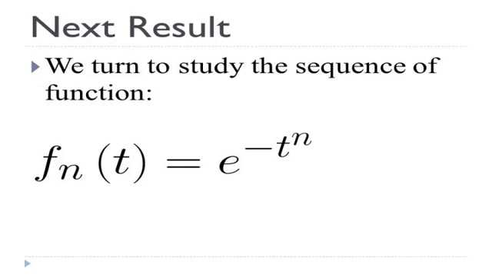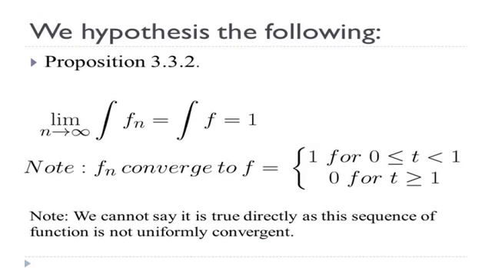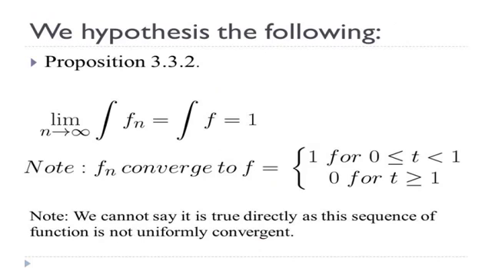And we go further. We consider the sequence of functions fn of t equals e to the power negative t to the power n. To have a clear picture in mind again, we plot the following curves. From the previous curves, we can see that fn converges to f equals 1 for t greater or equal to 0 and smaller than 1, and 0 for t greater than 1.